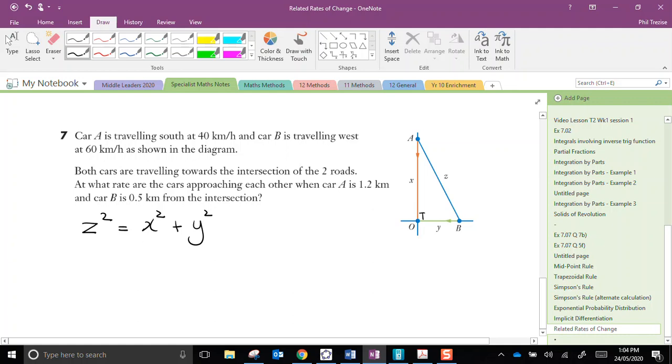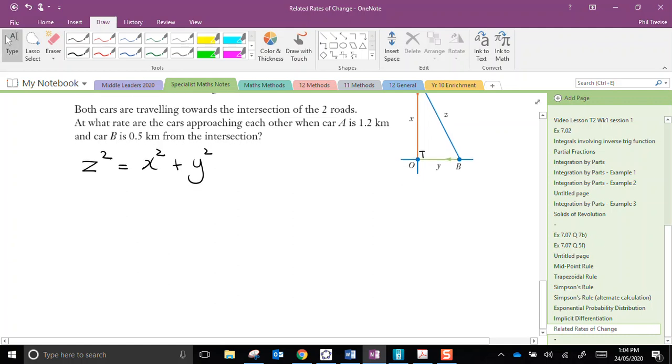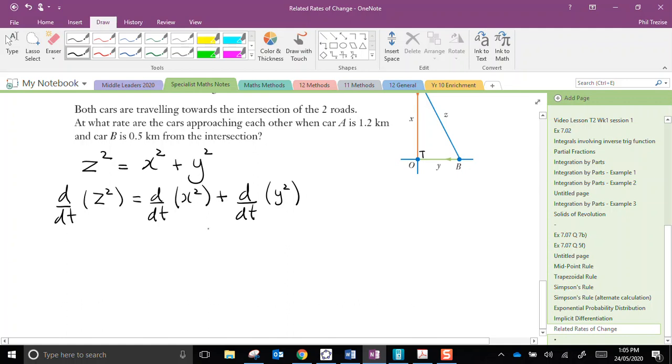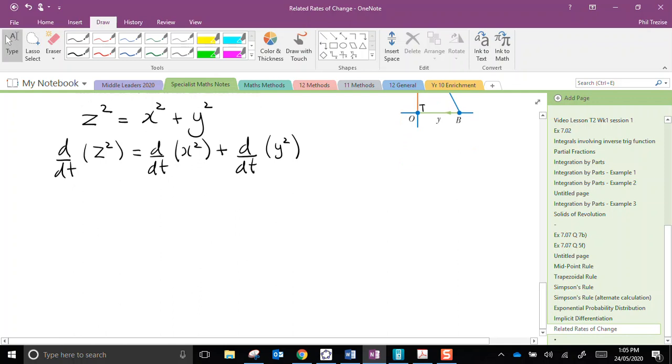And z does not just depend on one variable. Z depends on both of them. So if I want to find dz dt, I really need to find the time derivative of this entire equation. So let's find the derivative with respect to time of z squared and the derivative with respect to time of x squared and the derivative with respect to time of y squared. Now each of these are taking a derivative of a variable x, z and y with respect to t. Each of these is an implicit differentiation.